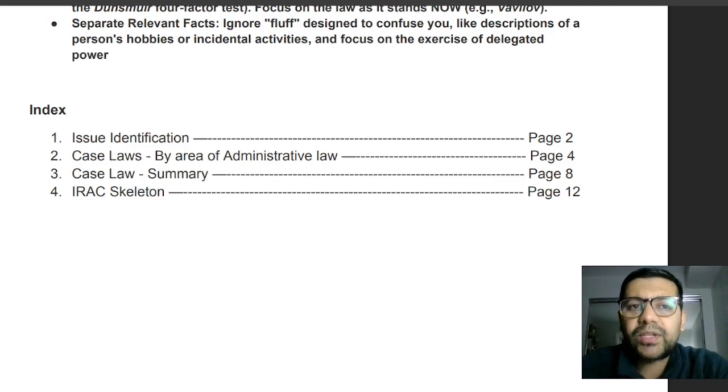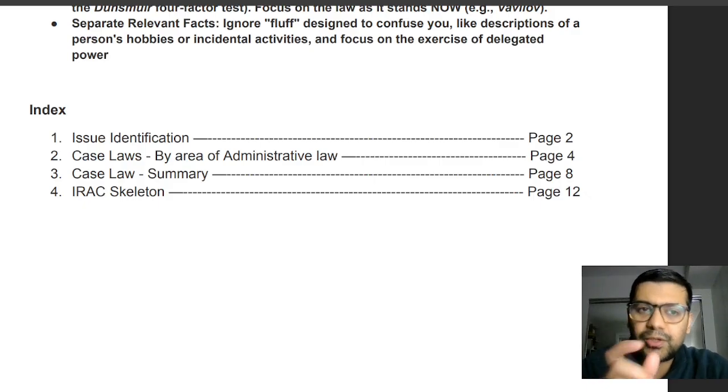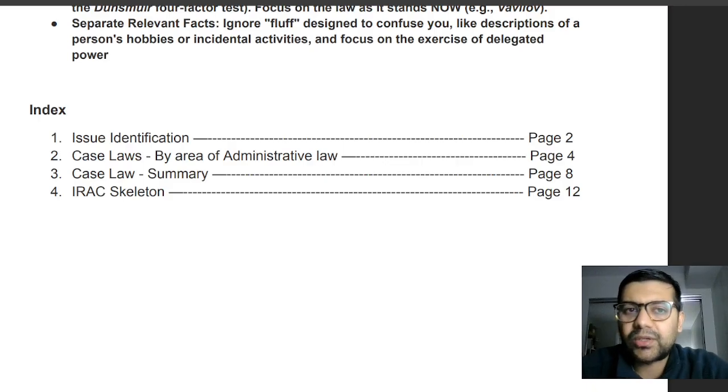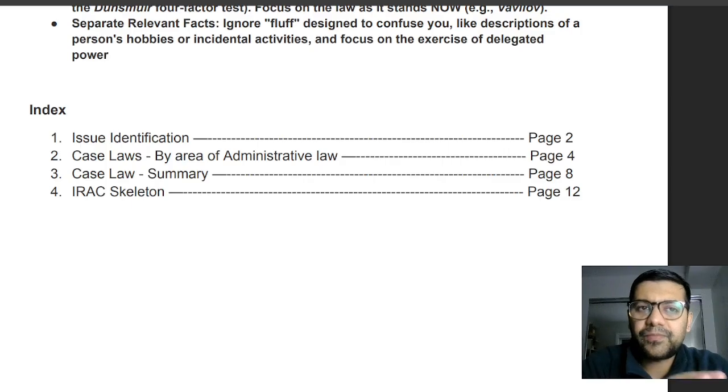So the next one is the case law summary. When you are in your examination, you do not have time to go through the whole case and figure out where that important line was that you can put as your case law. So I have provided you a summary here in section 3 of this index, and it has almost all the cases that you would require during your examination.